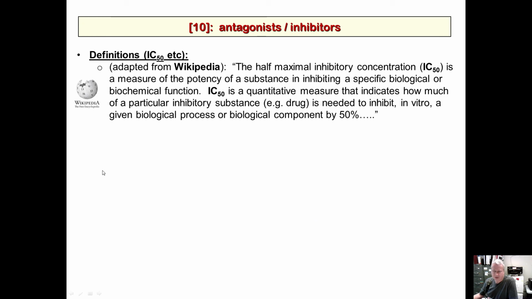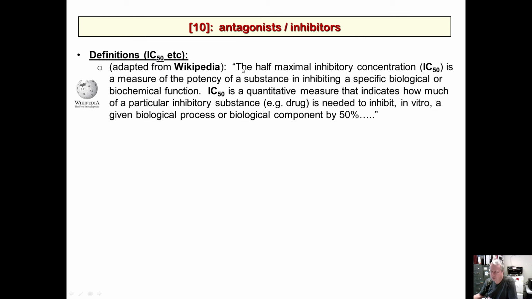All right, so we've talked about IC50 and EC50 before. Let's give a formal definition of IC50. EC50 is the same thing, except it really refers to efficacy. IC50 refers to inhibition. Okay, so this is the Wikipedia definition.